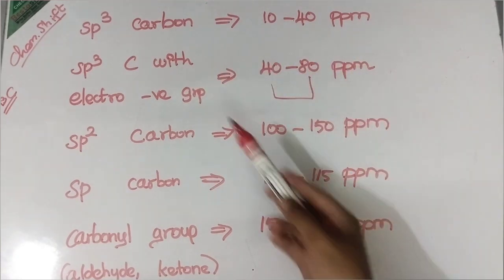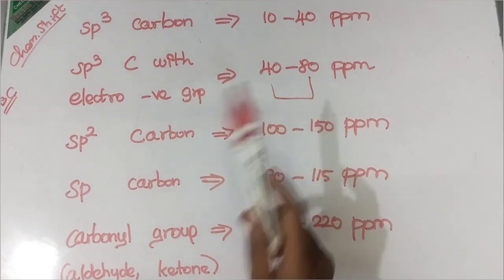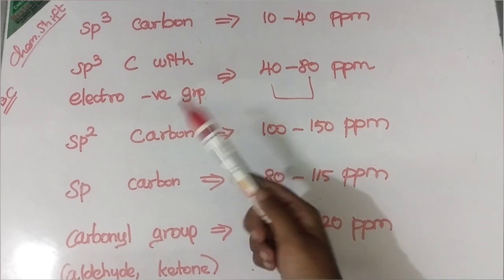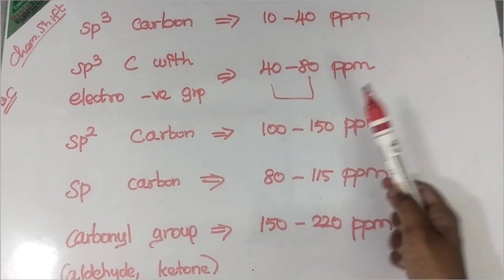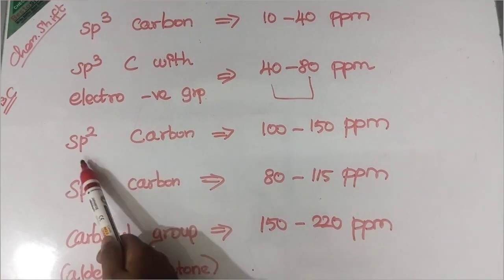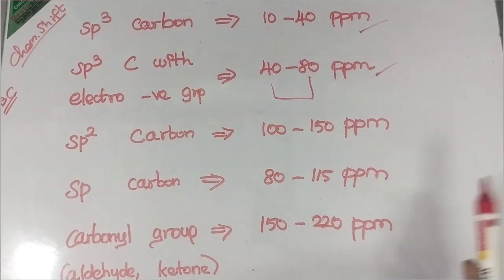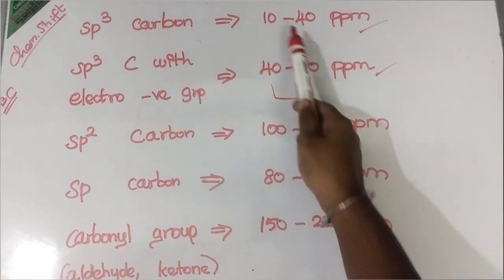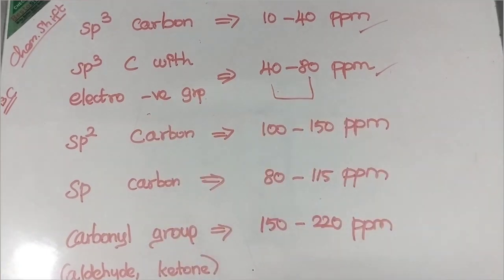What's the difference? Here there is no electronegative group. Here there is an electronegative group. So if an electronegative group is present, then the chemical shift value increases, right? Now see here, sp2 hybridized carbon. These two are for sp3 hybridized carbon. Only sp3 is 10 to 40. If you have an electronegative group, then it is 40 to 80 ppm, okay, 40 to 80 ppm.